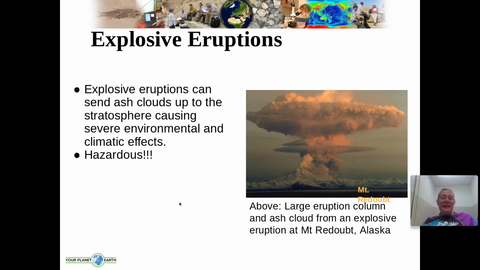Explosive eruptions can send ash clouds all the way up into the stratosphere, which cause severe environmental and climatic effects. There have been volcanoes that have gone off and basically caused summer to not happen because it has put so much ash in the air that's blocked the sun for the whole summer. So if you are interested in that, when we get to the plate tectonic project, you may want to look into that. I can help you find which volcano that was.